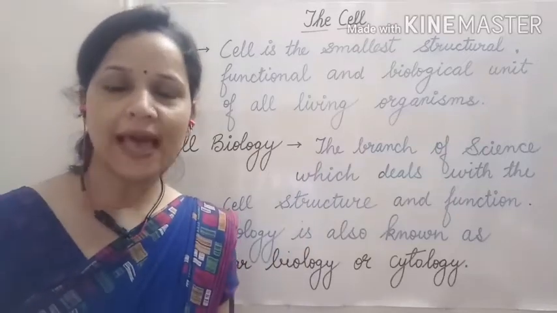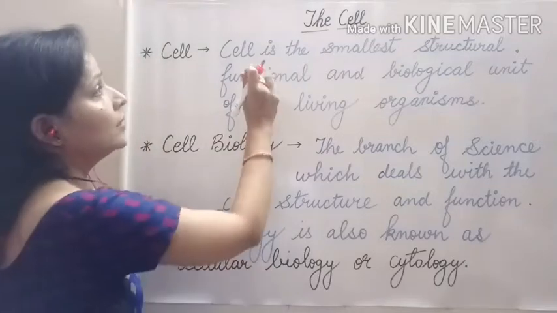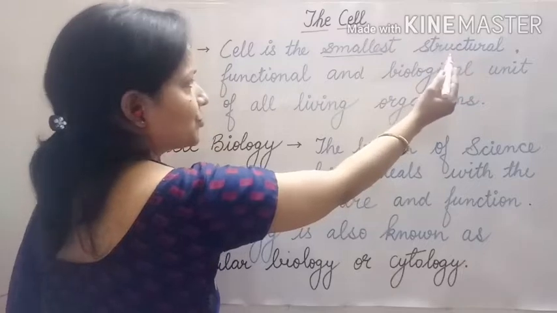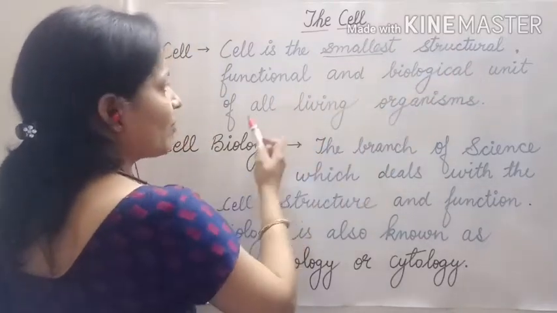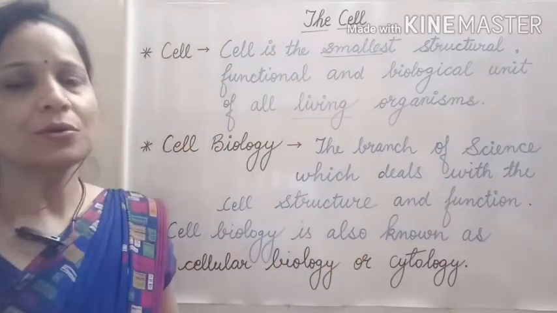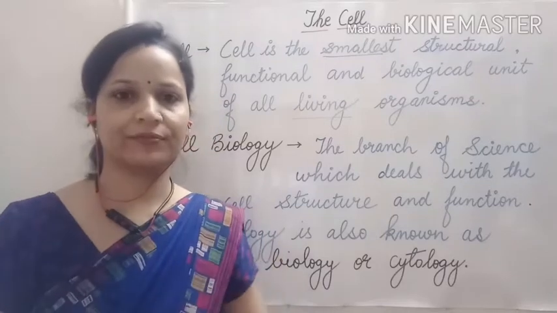So the cell may be defined as: cell is the smallest structural, functional and biological unit of all living organisms. Okay, so cell is the smallest unit of life.